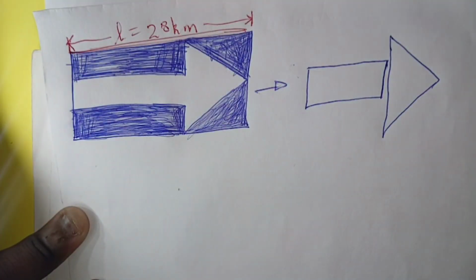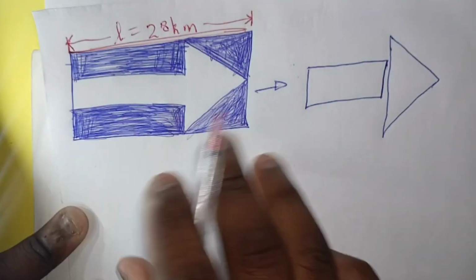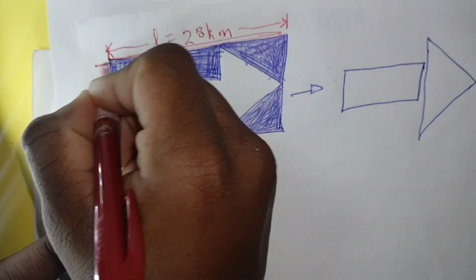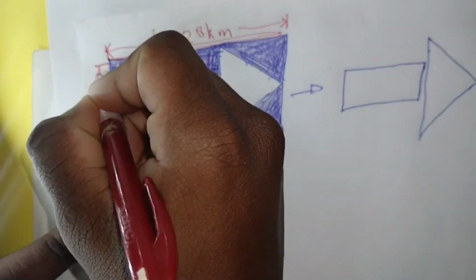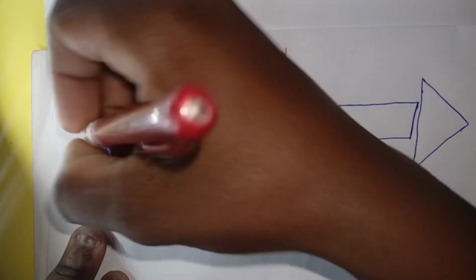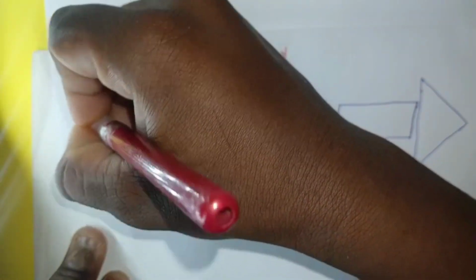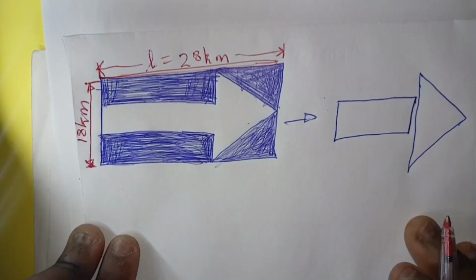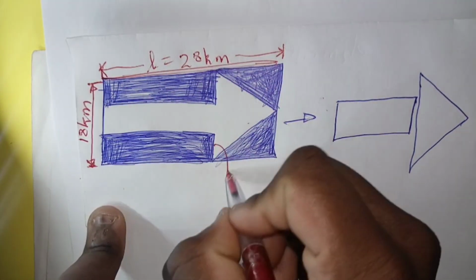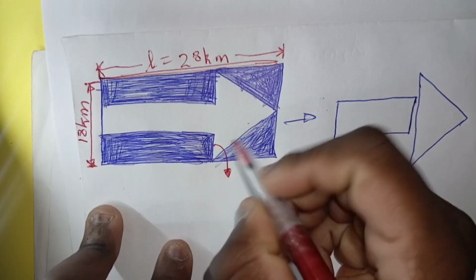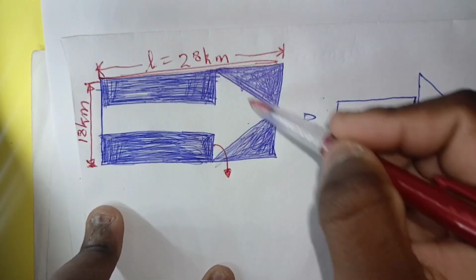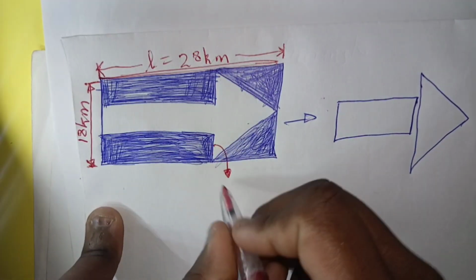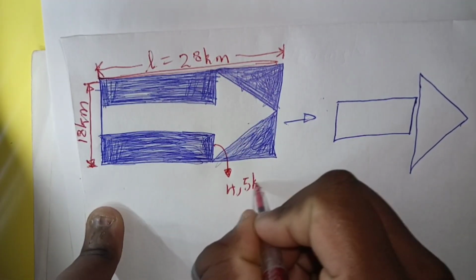Do you see? And also they told you that the height of that rectangle is equal to 18 kilometers. Do you see? And also you know now the tips of that arrow, actually the tips in the triangle, it's 4.5 kilometers.